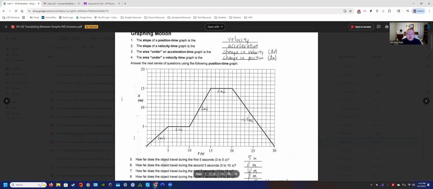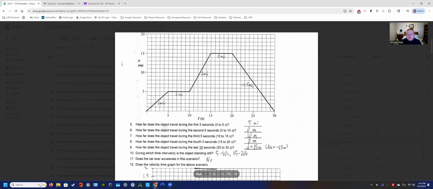So here we've got a position versus time graph. The object goes from 0 to 5 meters after 5 seconds. Then it holds position for 5 seconds. Then it moves forward 10 meters in 5 seconds. Then it holds position for 5 seconds. Then it moves backwards 15 meters in 10 seconds.